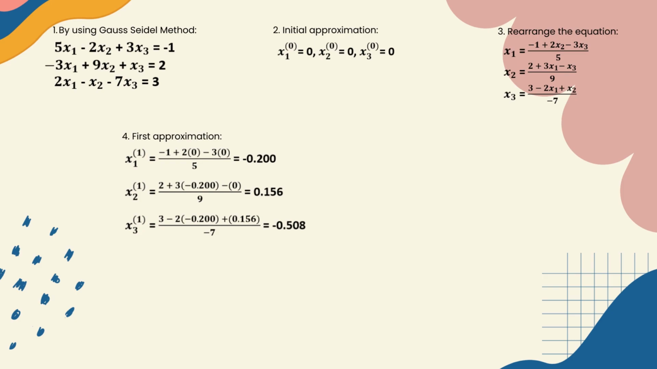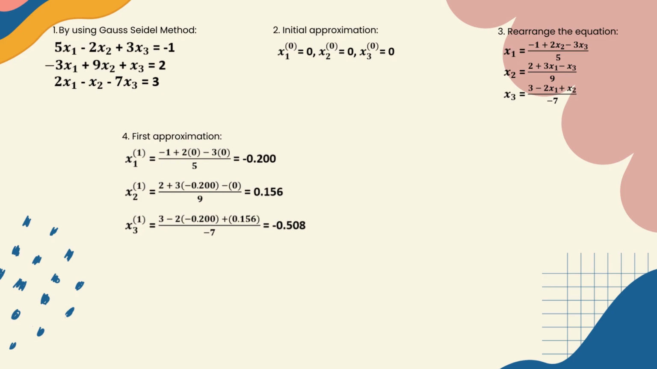We substitute the values of x2 and x3 equal to 0 into the equations that we have already arranged, as our initial approximation is equal to 0. Then we will get x1 equals (negative 1 plus 2 multiplied by 0 minus 3 multiplied by 0) divided by 5. Then we will get the answer negative 0.2.